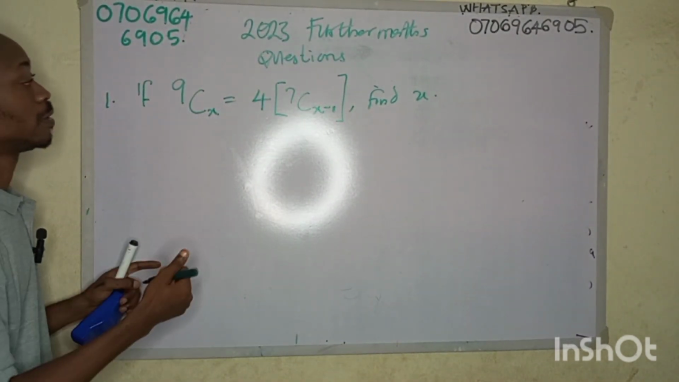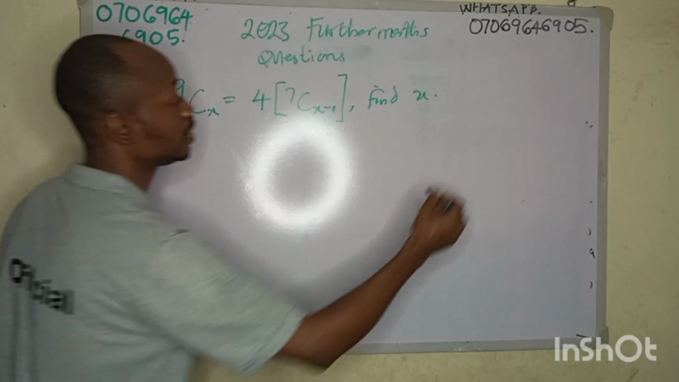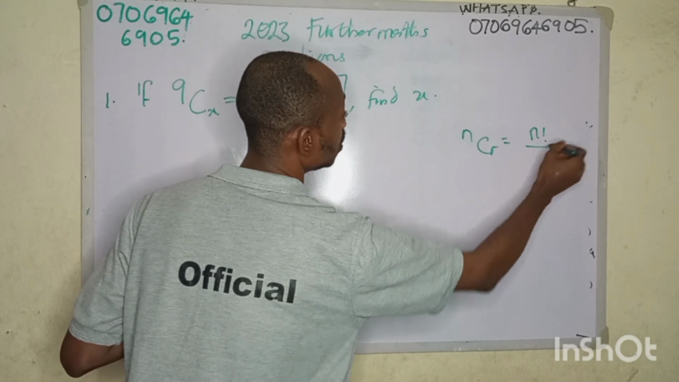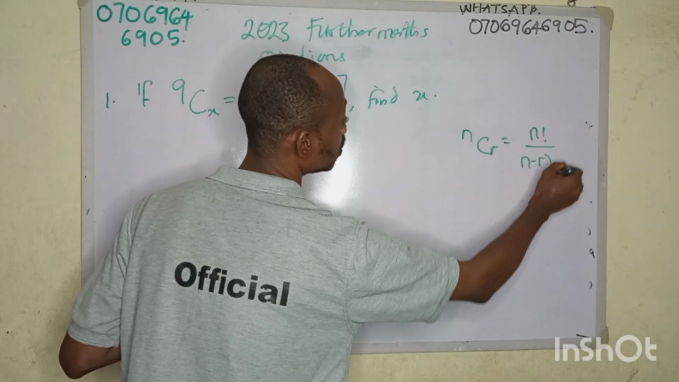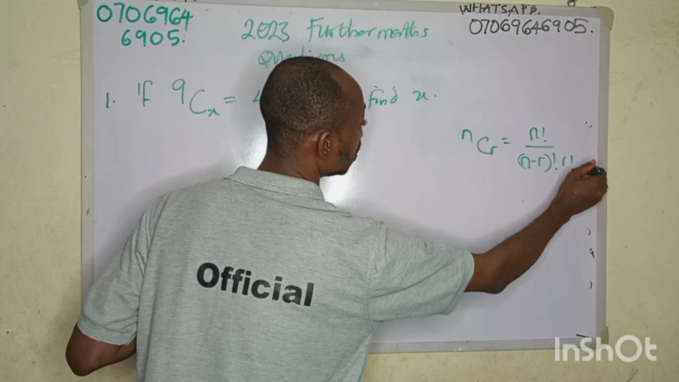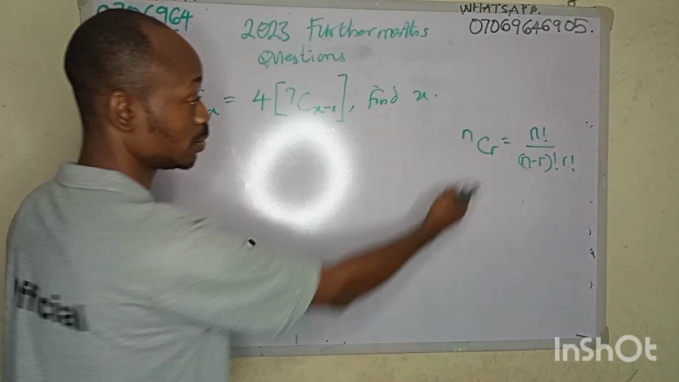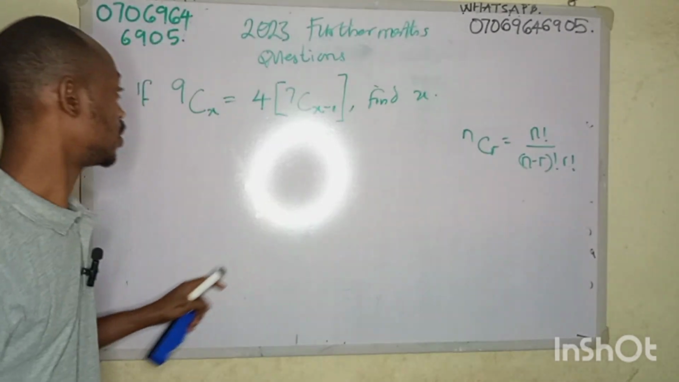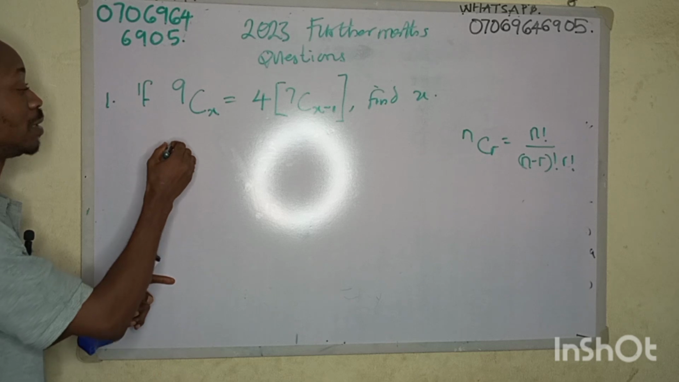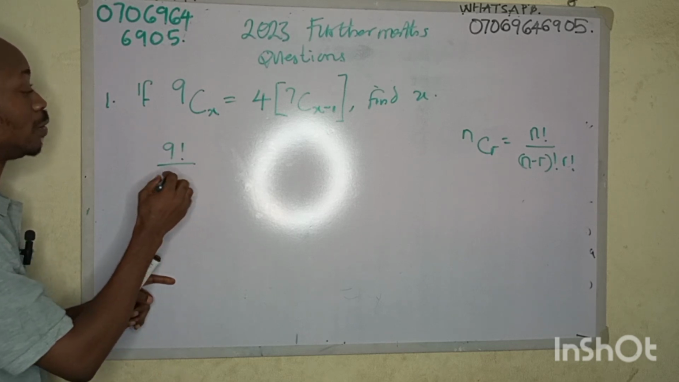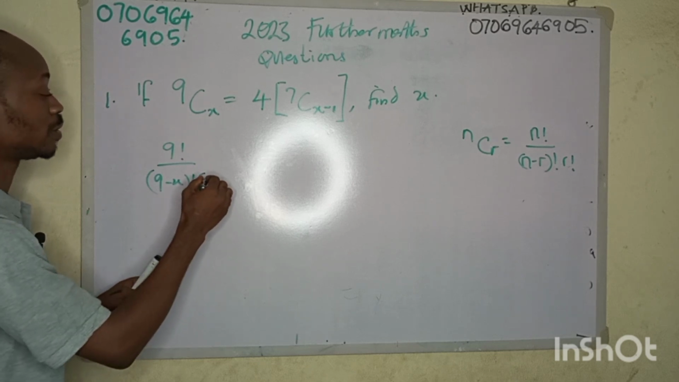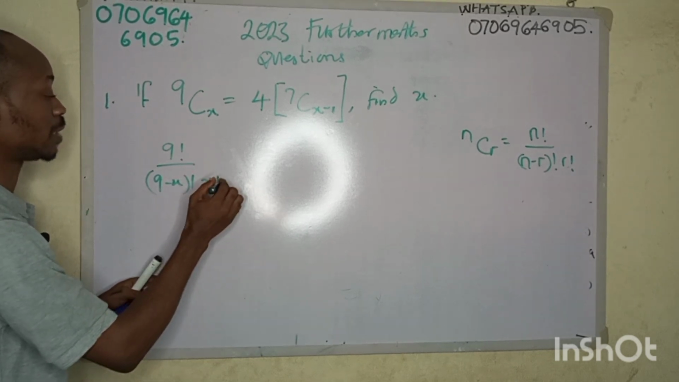So let's go here. The formula for combination is actually n combination r equals n factorial all over n minus r factorial and r factorial. So that's how to go about the formula of combination, and that's what we're going to be applying here. That's going to be 9 combination x, which is 9 factorial all over 9 minus x factorial, and then we have x factorial.